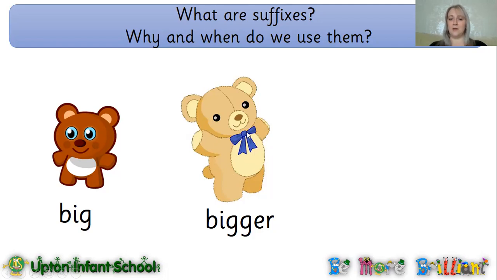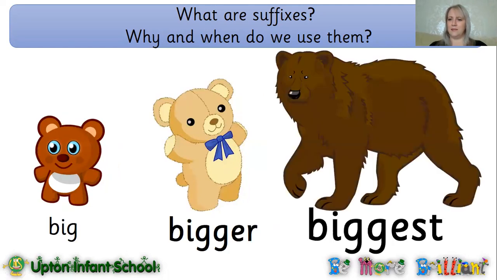If you couldn't see and you had your eyes closed, I could explain to you that there were two bears on the screen. One bear was big, but another bear was bigger. This would give you an idea that one of the bears was either going to be taller or wider than the other bear. Now, what happens if I had another bear? Like this. Now, he's an absolutely huge bear.